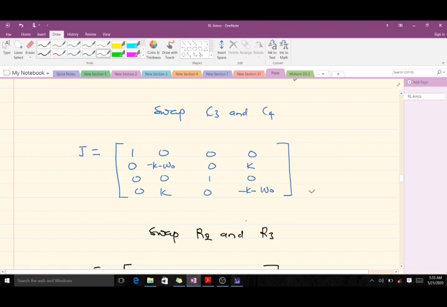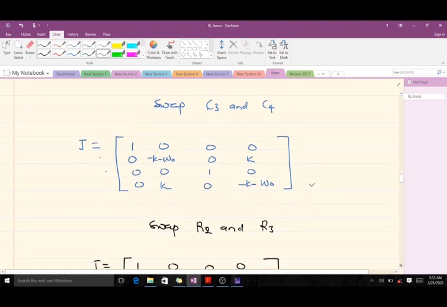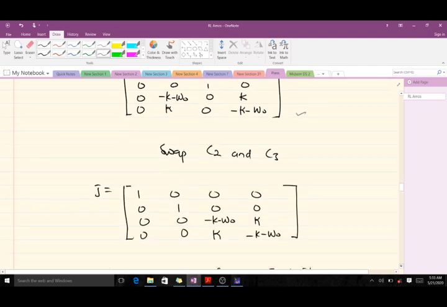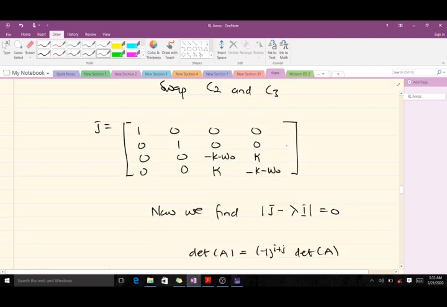And after that, we swap row 2 and row 3. So this is row 2, this is row 3. We swap them. After swapping row 2 and row 3, we get something like this. And the next thing is that we swap column 2 and column 3. So this is column 2, this is column 3. After swapping column 2 and column 3, we get the system here, which makes it very simple. So finding the eigenvalues of this system is going to be very simple. It's the same J which we have been able to do some manipulations on to put into this form.